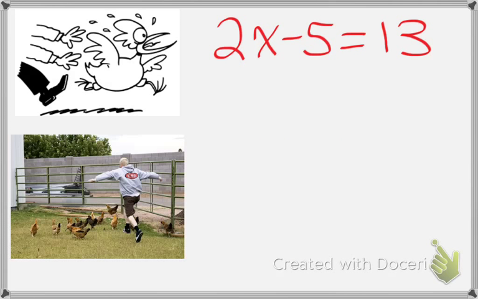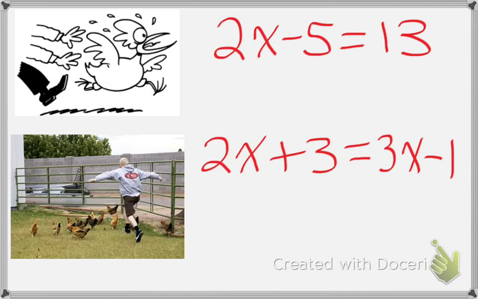So an equation like this will look something like this. Equations with more than one quote unquote chicken means you're going to have your variable in more than one spot. You don't get to chase just once. So you're going to have to chase many.